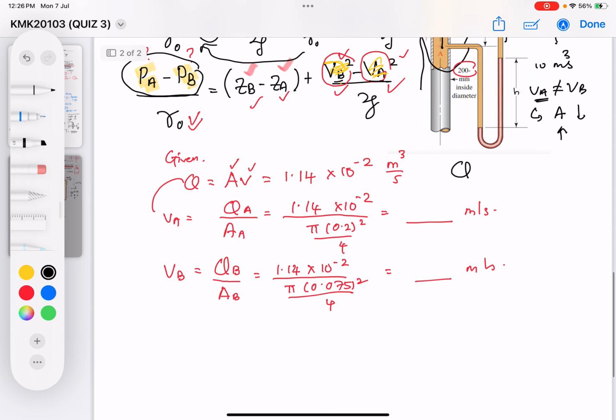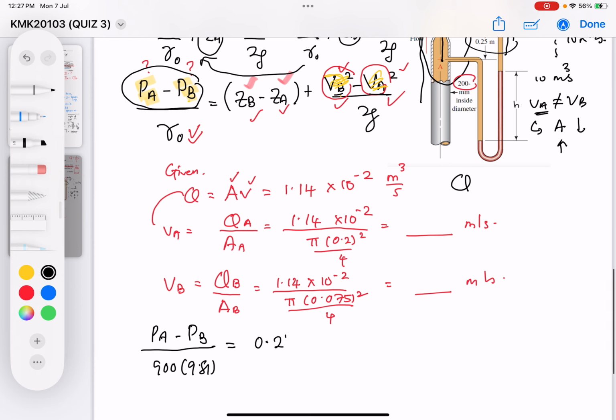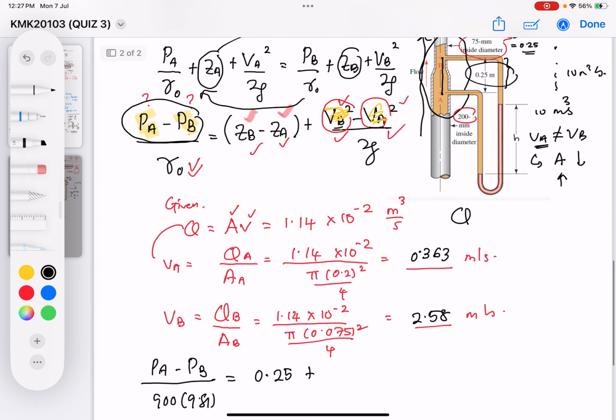So I'm going to put in values. For example, here I have PA minus PB divided by rho multiplied by g, 9.81, equals to ZB minus ZA. From the diagram, I should know that 0.25 equals to 0.25 plus, and I need to solve for VA and VB. So I'm going to calculate VA and VB. I should get VA equals to 0.393, VB equals to 2.58. Then I'm going to substitute into the Bernoulli's equation here.